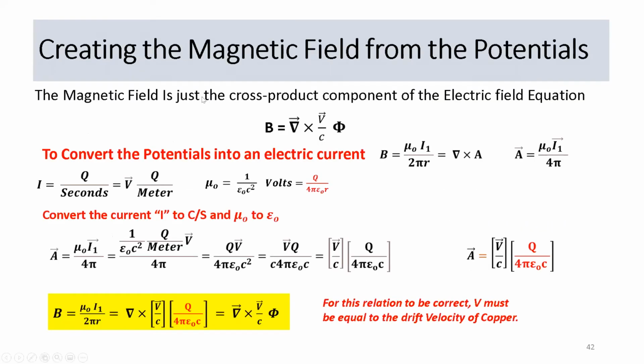So let's use our new mathematical method to create a magnetic field, because we should be able to create a magnetic field. The magnetic field is just a cross product here, to convert the potentials into electric current. This would be our standard magnetic field equation, known as Maxwell's equation. It's really a cross product of the magnetic vector potential, and the magnetic vector potential is really based on the current. So current again is amps, which is coulombs per second. We know that's not going to work because we have to include the velocity.